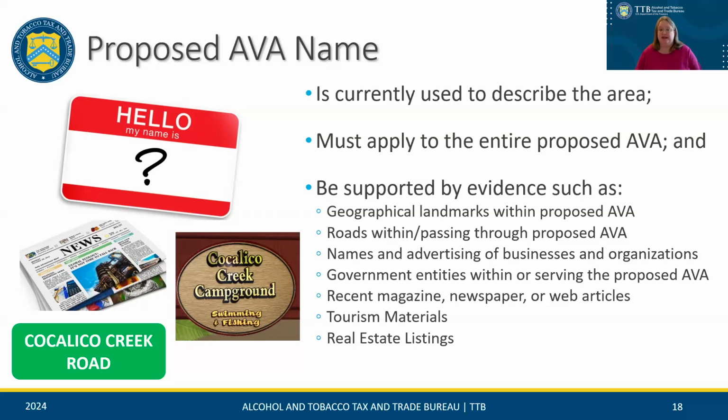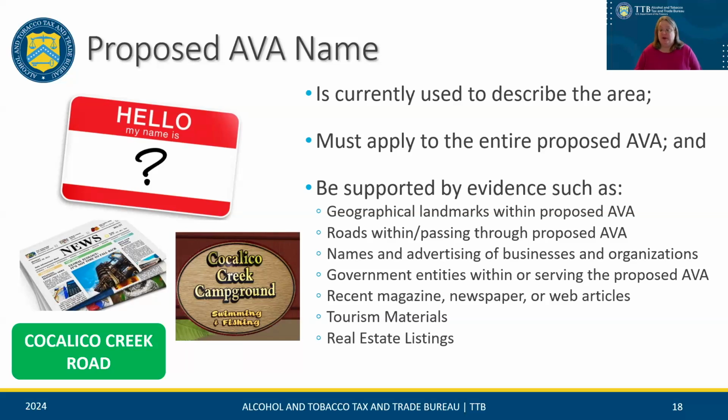Appropriate evidence would include things such as geographical landmarks within your proposed AVA, like a mountain or a lake or a creek or a valley. You can also use the names of roads that are within or pass through your proposed AVA. One of the most common types of evidence is using the names or advertisements of businesses and organizations that are either within or that serve your proposed AVA. The same goes with the names of government entities within or serving your proposed AVA.